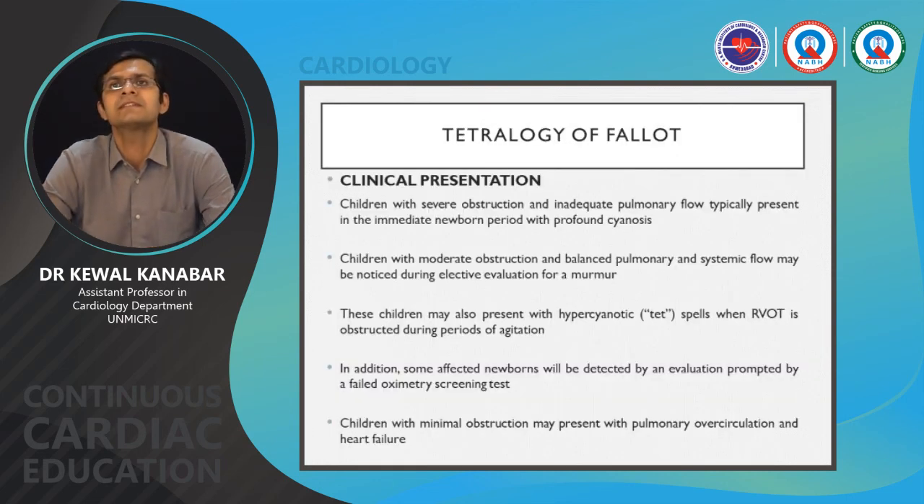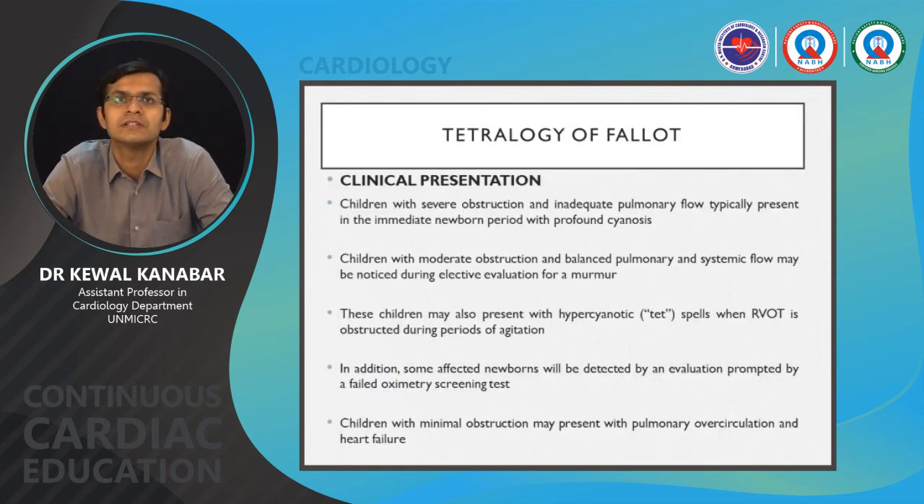Right? The clinical presentation of this condition: children with severe obstruction and decreased QP typically present in the immediate newborn period with profound cyanosis. Children with moderate obstruction may be noticed electively when they are being examined by a pediatrician. Typically, patients present with cyanotic episodes at around 3 to 6 months of age, may persist till 2 years of age, and if undetected and undiagnosed, they can also be diagnosed during early childhood or during early adult life.